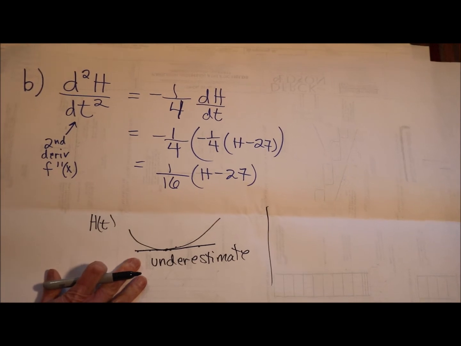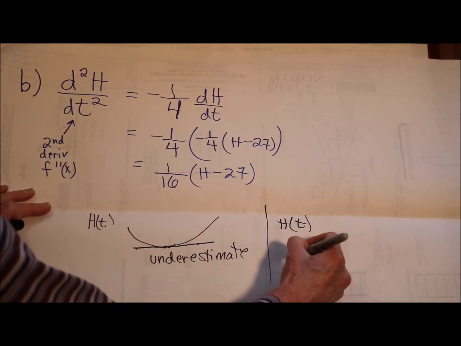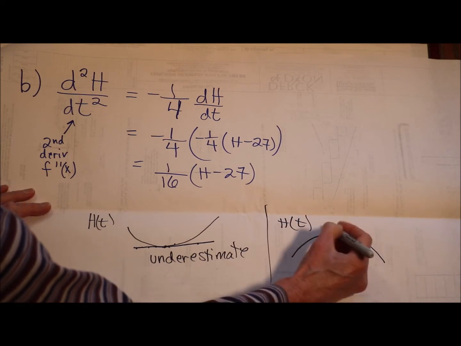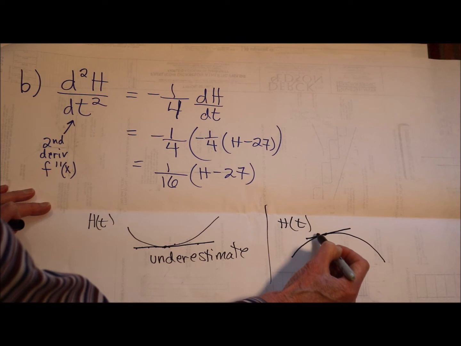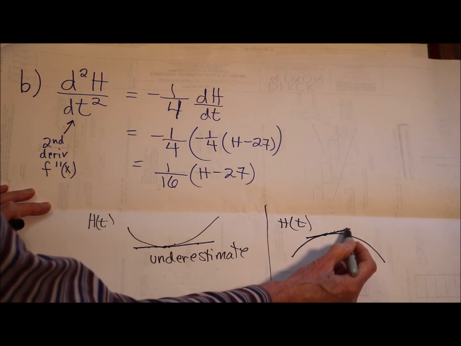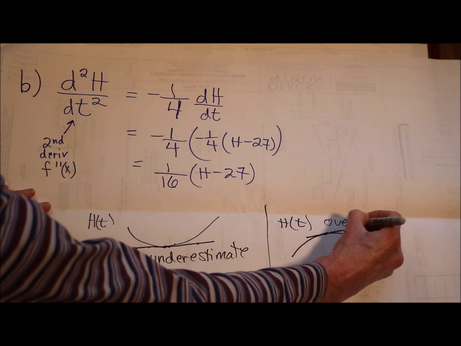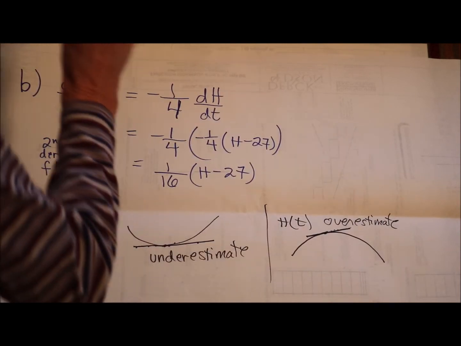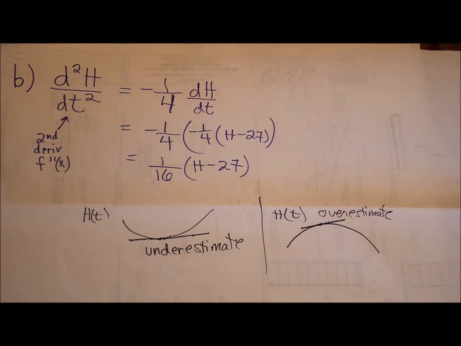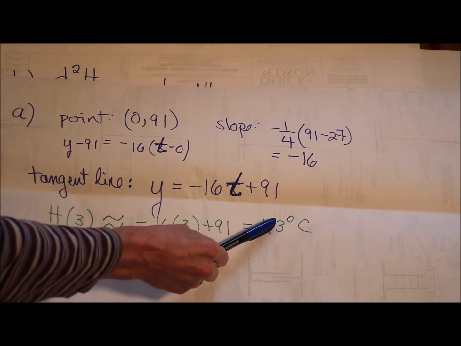If, on the other hand, h of t at this moment, when time is 3, is concave down, any tangent line that I have will give me an estimate, a y value estimate, that would be an overestimate. Does this make sense? So I found an estimate at time 3 of 43 degrees.